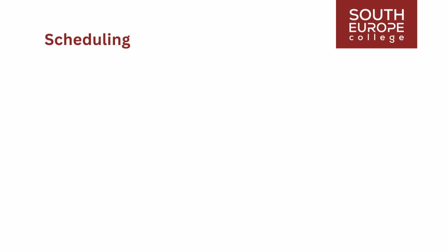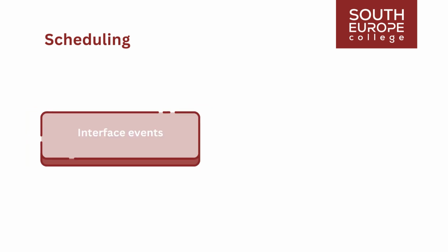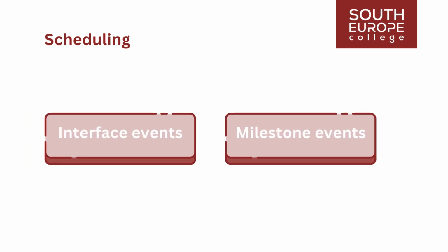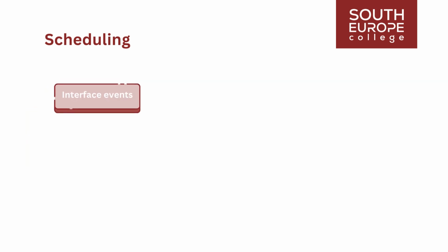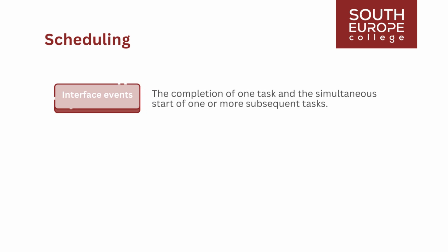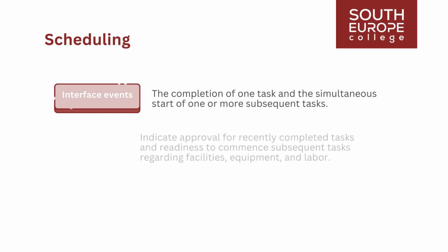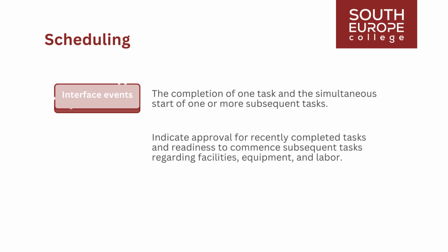In projects, two main types of events exist: interface events and milestone events. An interface event signifies the completion of one task and the simultaneous start of one or more subsequent tasks. Typically, an interface event is associated with a change in responsibility. Once a task is completed, a different individual or group takes responsibility for overseeing and conducting the following tasks. Interface events often indicate approval for recently completed tasks and readiness to commence subsequent tasks regarding facilities, equipment, and labor.